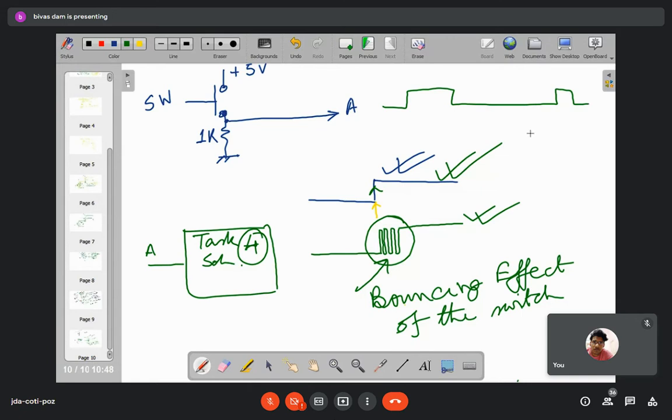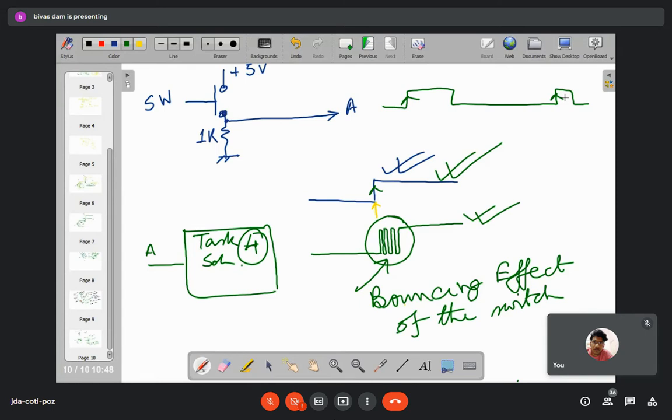So what I'll do is, I'll simply count the rising edges that are available in A. If the count of the rising edges is 2, I'll start the first job. If that count is 5, I'll start the second job. If it is 7, I'll start the third job. If it is 12, I'll start the fourth job. So that's the logic for the task scheduler.